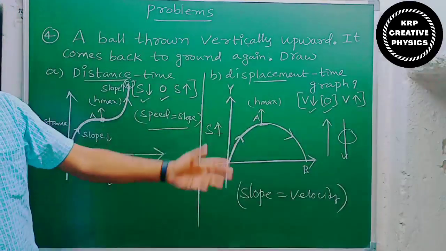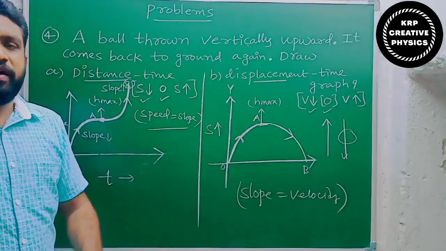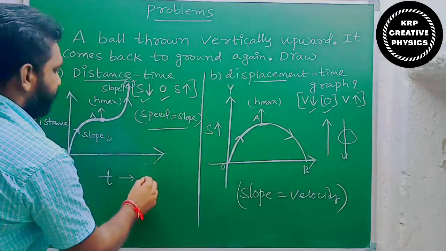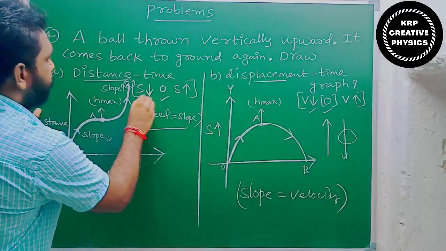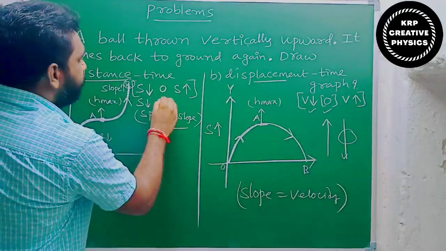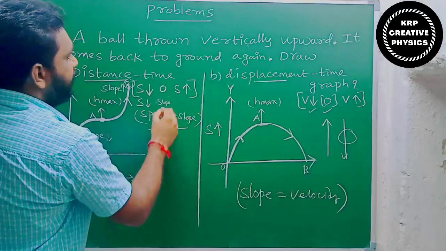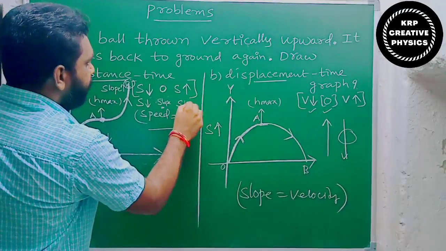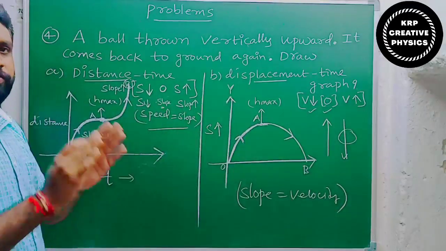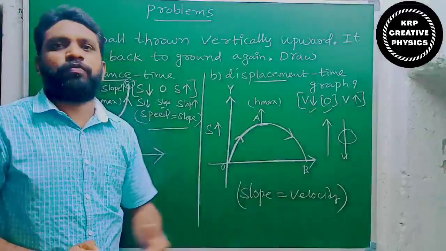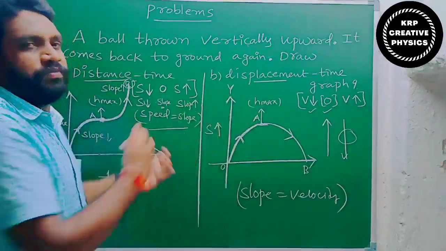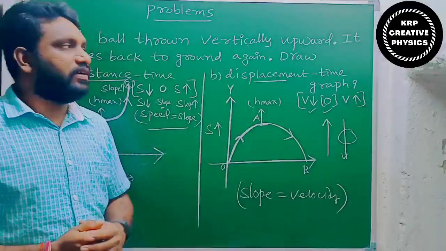I hope everyone understands. One more thing you should keep in mind: speed decreasing means slope is decreasing. Speed is 0 means slope is 0, parallel. Speed increasing means slope should be increasing. That is the logic. Speed equals slope, velocity equals slope. According to how it is going to change, in that way we need to change the slope. Then we will get the answer.